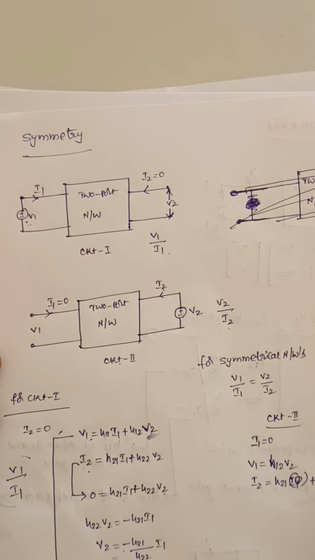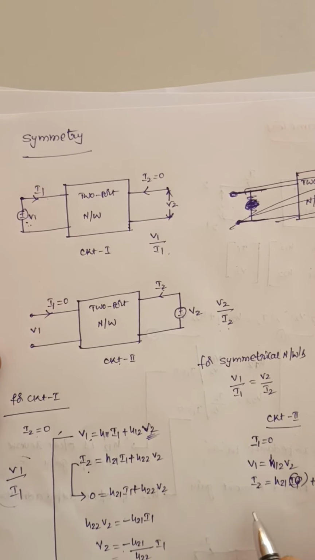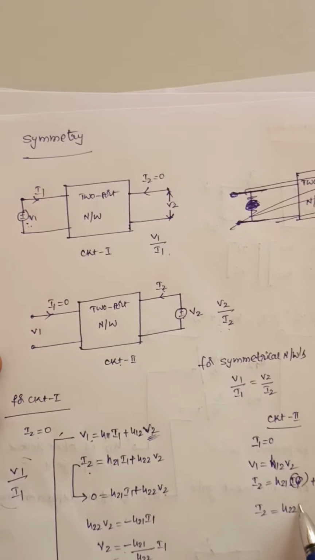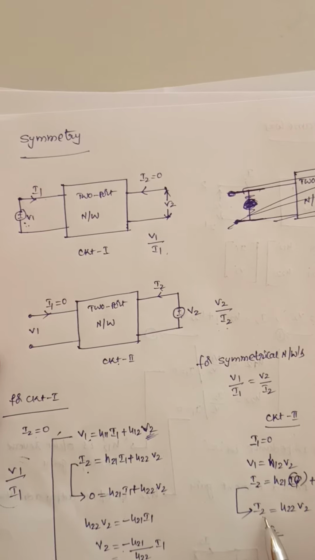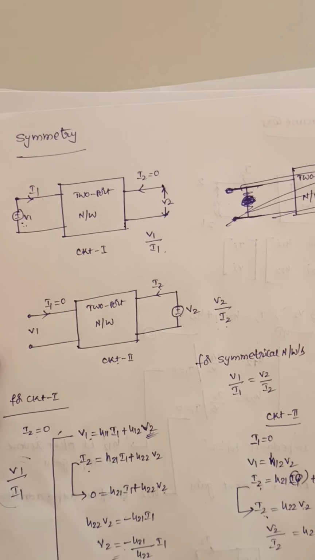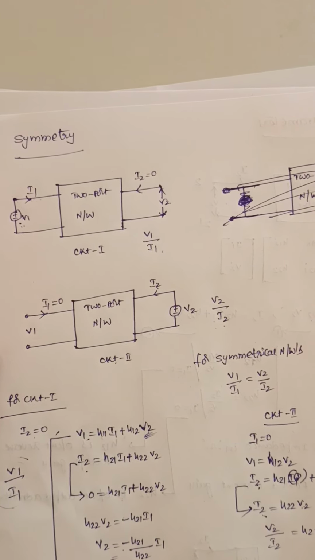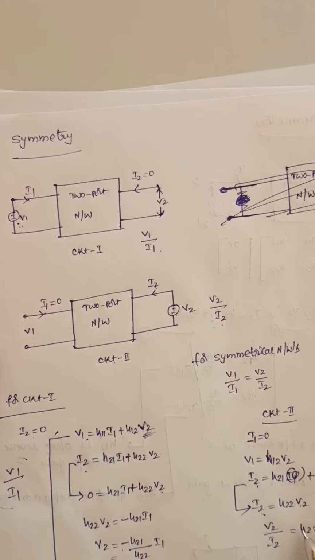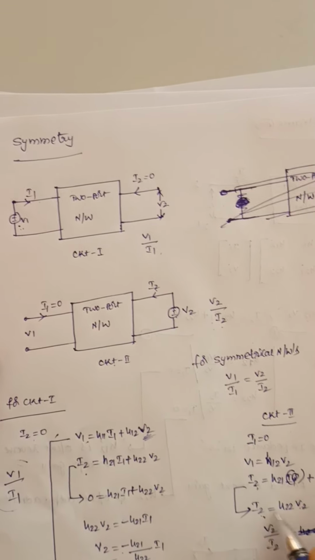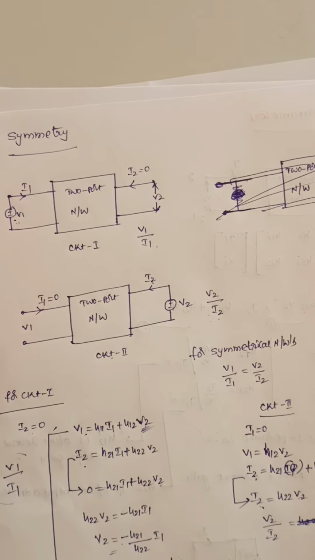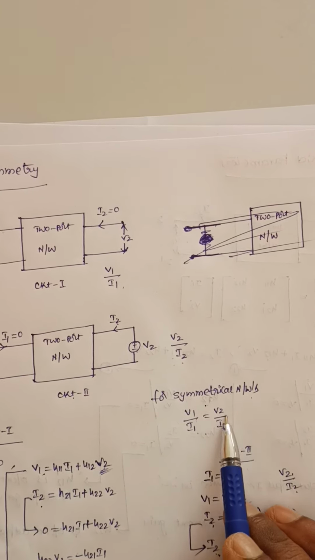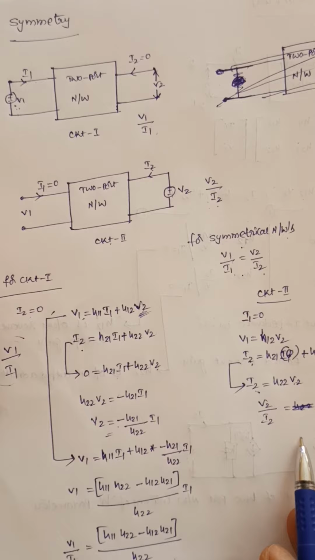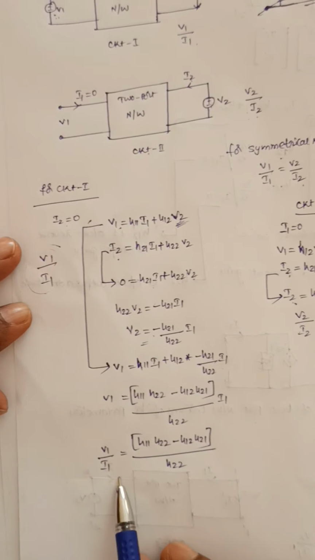My intention is to find V2 by I2. From this, I2 is equal to H22 V2. So V2 by I2 will come from this equation. So from this, V2 by I2 is equal to H22. Right? So V2 by I2 is 1 by H22. According to the condition for symmetrical networks, V1 by I1 should be equal to V2 by I2. This is V2 by I2, it is 1 by H22. It is V1 by I1.